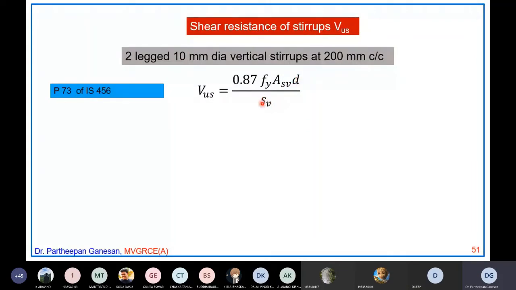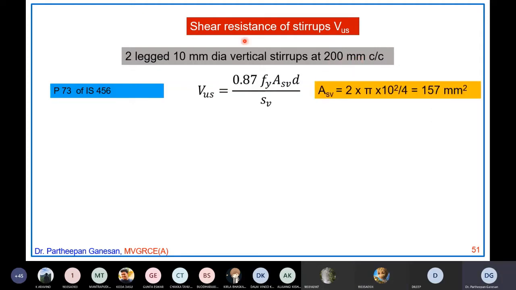What is the value of SV? ASV is 157. SV I am asking. SV is the spacing of stirrups, 200.